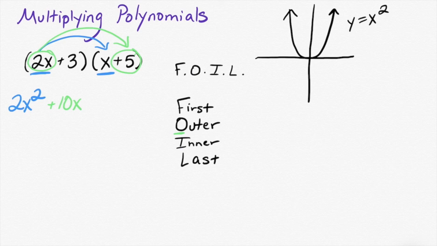The I stands for inner. The innermost terms are the 3 and the x. So 3 multiplied by x gives me 3x. And then finally, the L stands for last. The last term in the first set of parentheses is 3. The last term in the second set is 5, and 3 times 5 is 15.